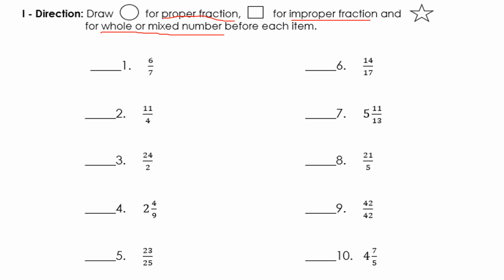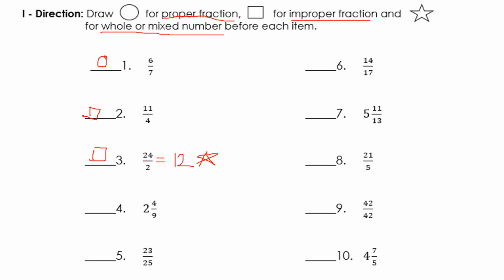So number one, 6 over 7 is, of course, a proper fraction. So let's draw a circle. Number two is improper because it is 11 over 4. And also number three, 12 over 2 is, wait, this could be correct, but 12 divided by 2 is 6. That's a whole number, so you can write also a star. So your answer will be both square and star.